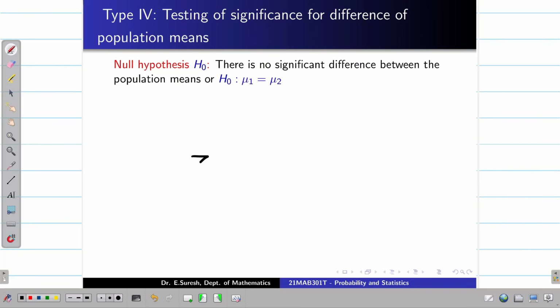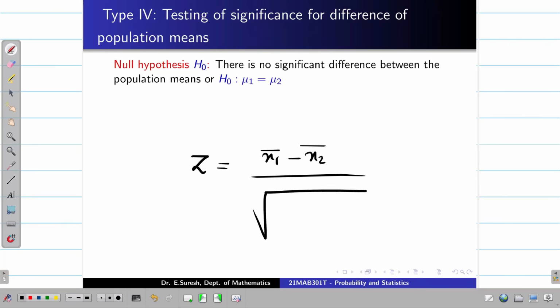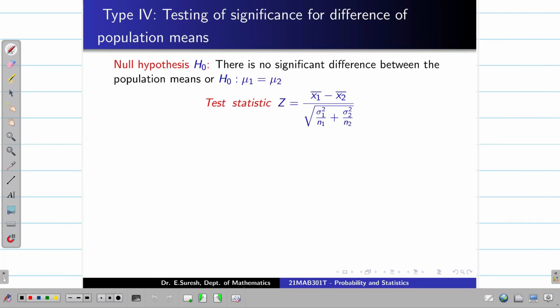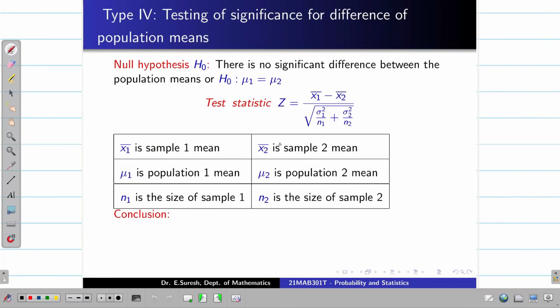Therefore, the formula for the statistic is z is equal to x1 bar minus x2 bar divided by the square root of sigma 1 square by n1 plus sigma 2 square by n2. If the population standard deviation is common, meaning sigma 1 is equal to sigma 2 is equal to sigma, all are the same, then we have to simply substitute sigma 1 and sigma 2 with the same value.